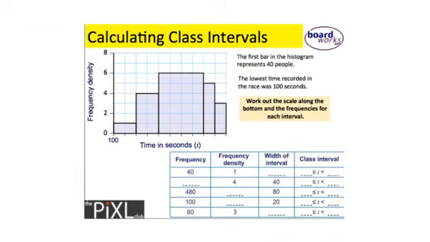So if we look first at the information we have, the first bar in the histogram represents 40 people. Okay, so the frequency of the first bar, as we can see in the first line of the table, is 40, and the frequency density is 1. That's the value here, halfway between 0 and 2. We need to find out the width and the class interval and the various other missing values.